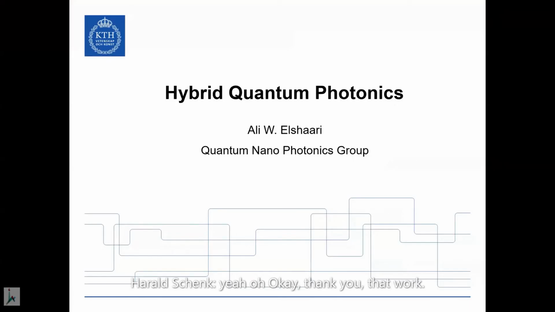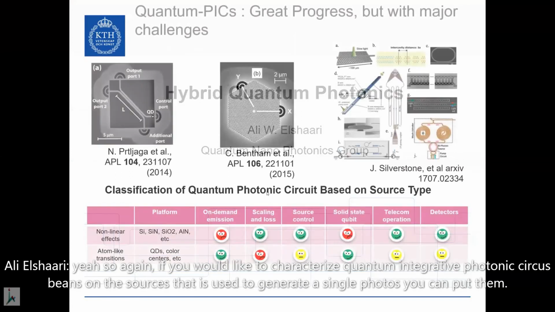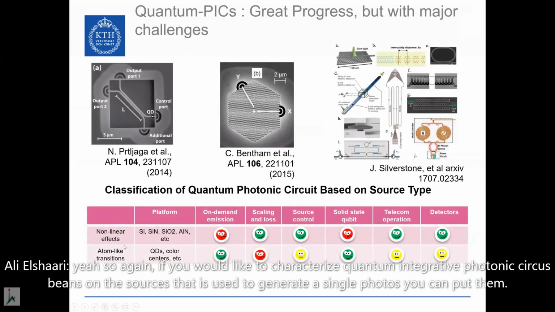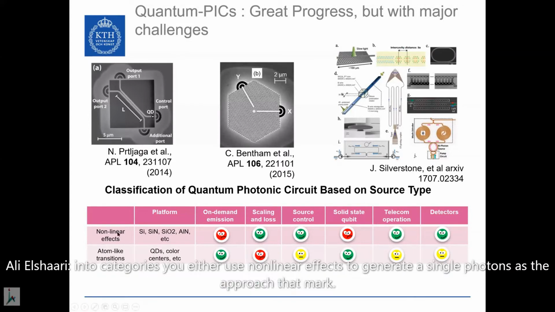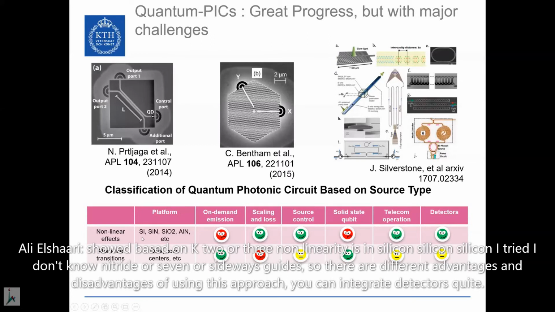That works. Yes. Again, if you would like to characterize quantum integrated photonic circuits based on the sources that are used to generate the single photons, you can put them mainly in 2 categories. You either use nonlinear effects to generate the single photons, as in the approach that Mark showed based on Chi2 or Chi3 nonlinearities in silicon nitride, aluminum nitride, or silicon oxide waveguides. So there are different advantages and disadvantages of using this approach.